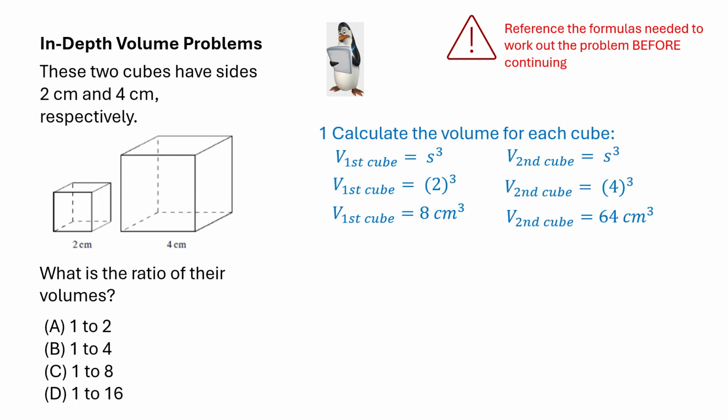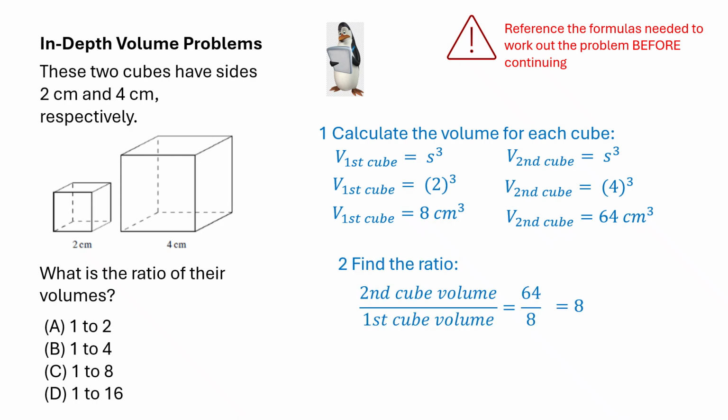So first step is, let's calculate the volume of each cube, which is s to the third power. So we have 2 cubed on the left and 4 cubed on the right, which will give us 8 and 64. Next, to find the ratio, we take the second cube volume, which is 64, divided by the first cube volume, which is 8. 64 divided by 8 is 8. So I would choose option C. Did you?